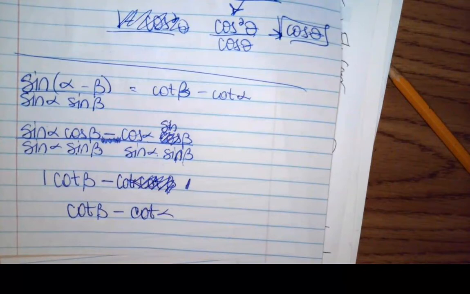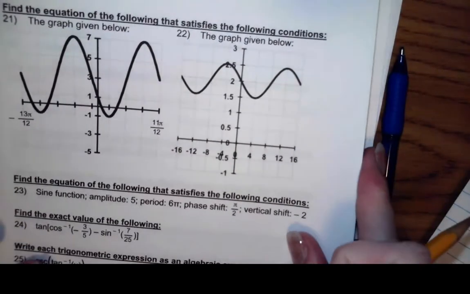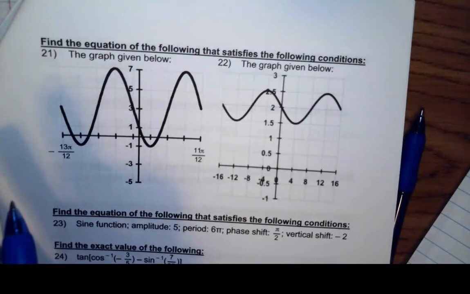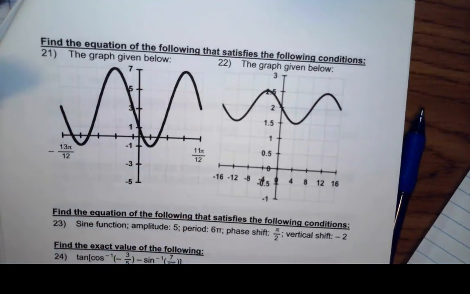All right, so let's see what we got next. I would like to find the equation of the graphs. So I am not going to bother drawing these things. So it's the 4th of July and there are 20 million fireworks going off.